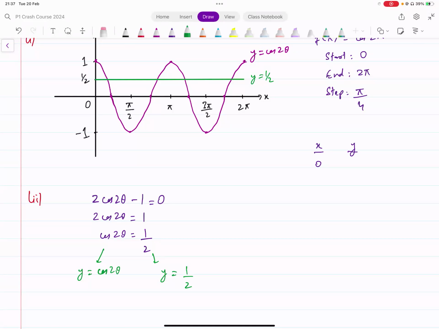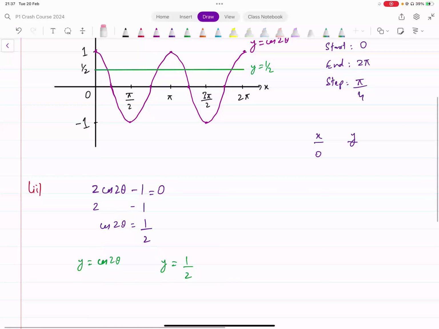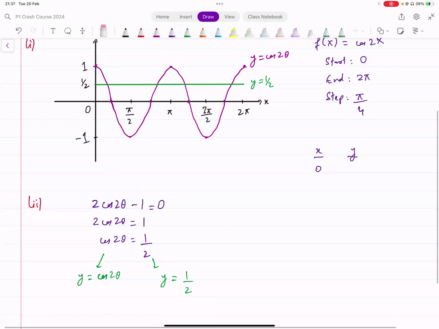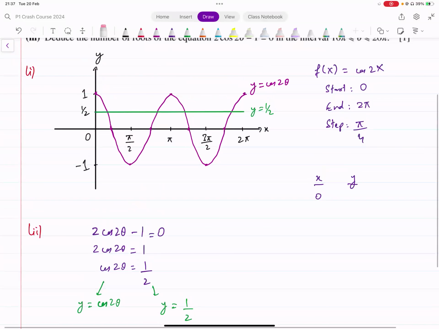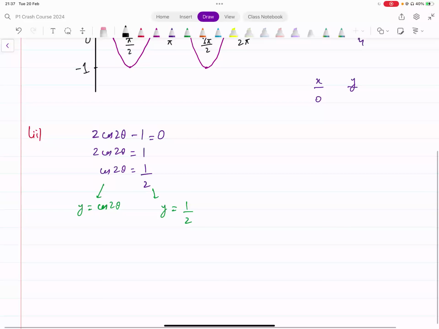Right? Now, since you're looking for the number of roots of this equation, which is actually the same equation as this, where we are equating the two functions, you can just look at the points of intersection of these two graphs on the diagram. So you have 1, 2, 3, and 4 points of intersection. So what's the number of roots then? The number of roots is 4. That's what you have to write here.